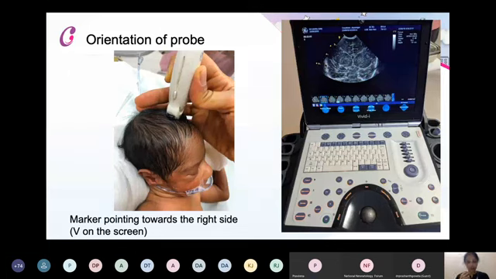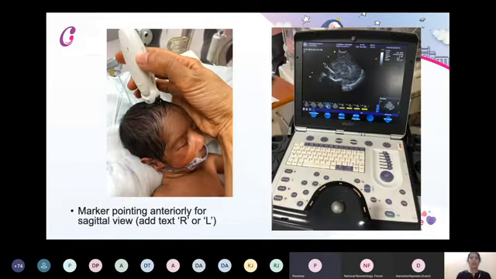Okay, so for functional echo, the pointer will be pointing towards the left side of the chest. Now, if the pointer is pointing anteriorly, this is in sagittal view, then you know that that side is anterior. So you have the V pointing towards the left side of the screen, that is anterior, and the other side is posterior.